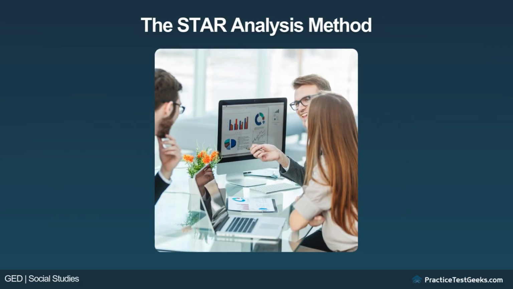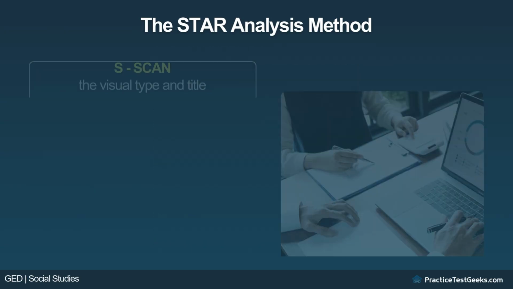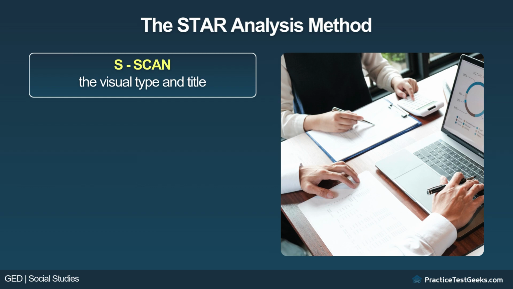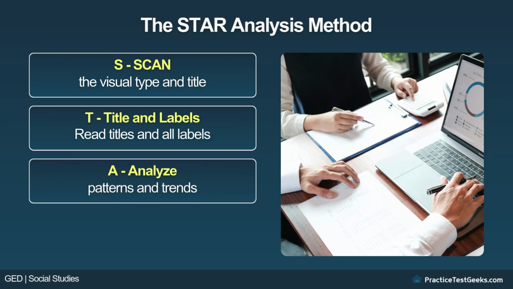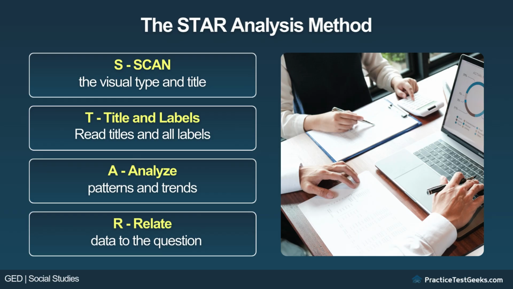Now let's learn the STAR method, a systematic approach that works for any visual question. S. Scan the visual type and title. First, identify what type of chart you're looking at and read the title. T. Read titles and all labels. Examine all titles and labels, including axes, legends, and source information. A. Analyze patterns and trends. Look for patterns, trends, and relationships in the data. R. Relate data to the question. Connect what you've learned to the specific question being asked.